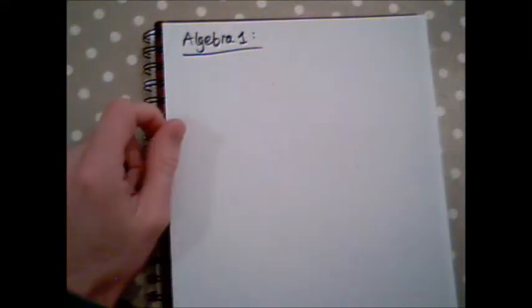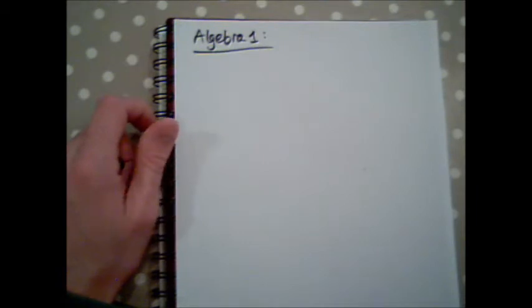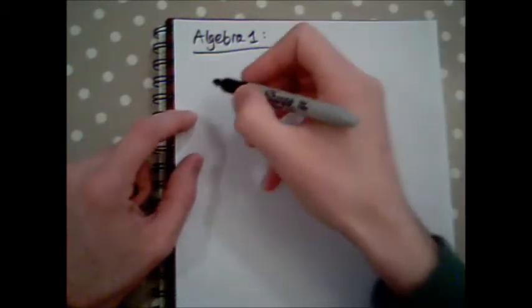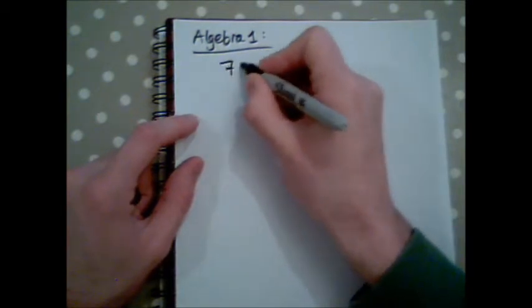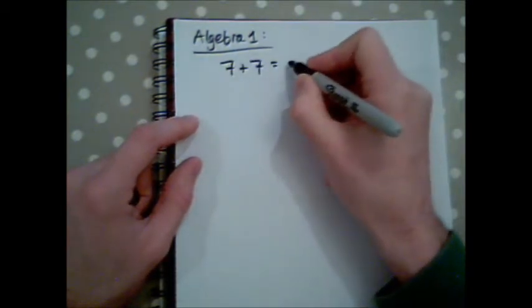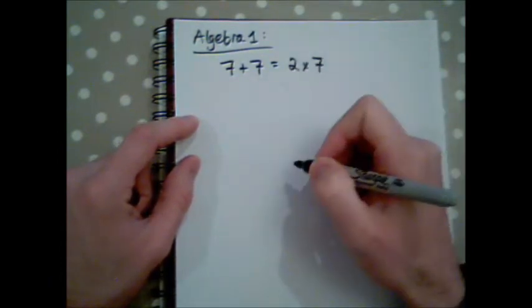We're going to start taking a look at algebra. So algebra is where instead of having numbers, we bring in unknowns or variables or some other name like that, we usually call x. So before we do that, let's have a look at something very straightforward that we probably all know. So 7 plus 7 we can write as 14, or we can write as 2 times 7.